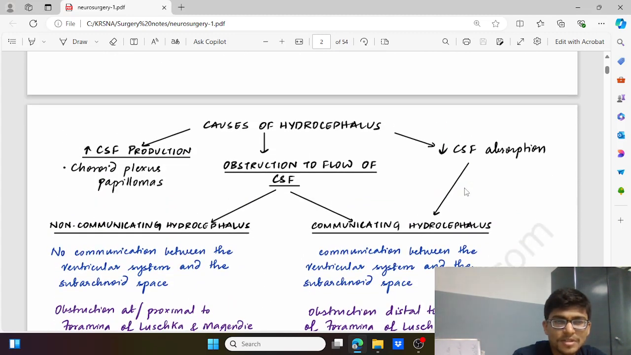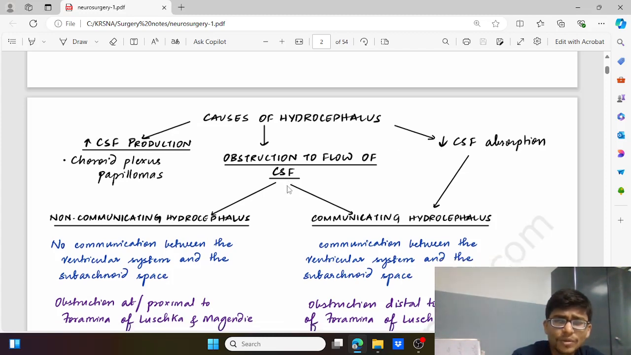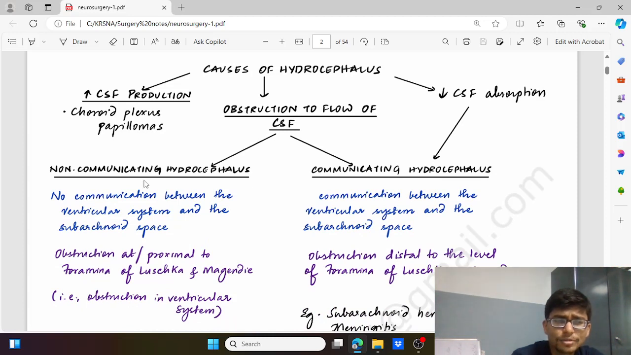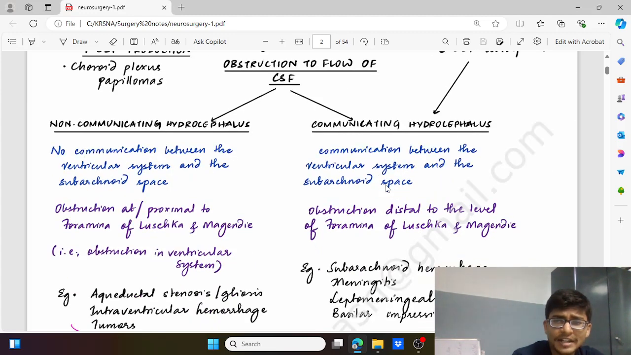Now we'll go for the causes of hydrocephalus. First is increased production, meaning more is being produced. It could be due to choroid plexus papilloma, a tumor in the choroid plexus, or it could be due to obstruction of flow of CSF, or due to decreased absorption. Obstruction of the flow of CSF can be divided into two, that is non-communicating hydrocephalus or communicating hydrocephalus. Also, in the type where there is decreased CSF absorption, there is communicating hydrocephalus.